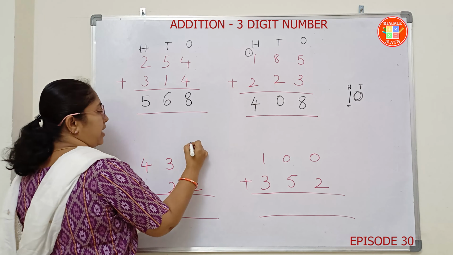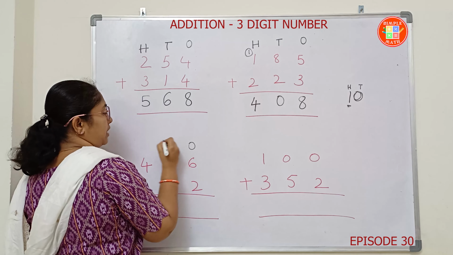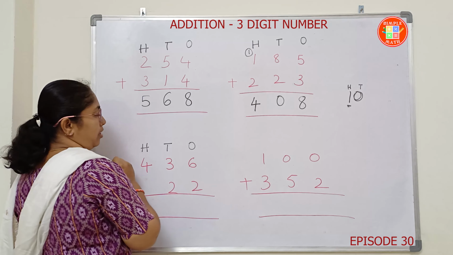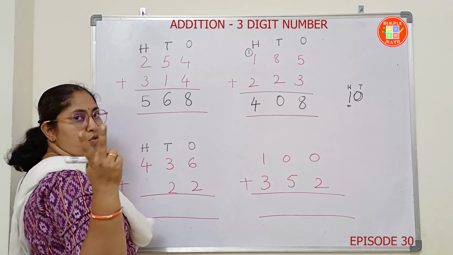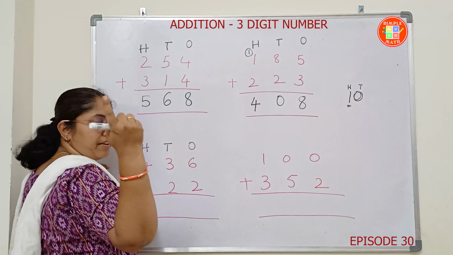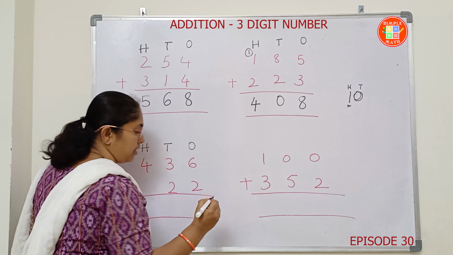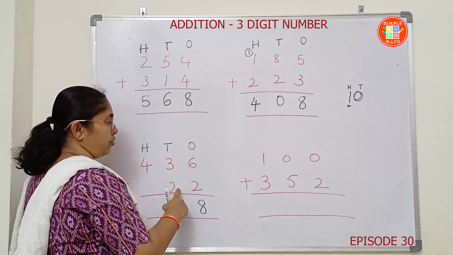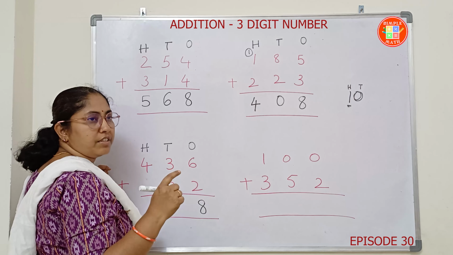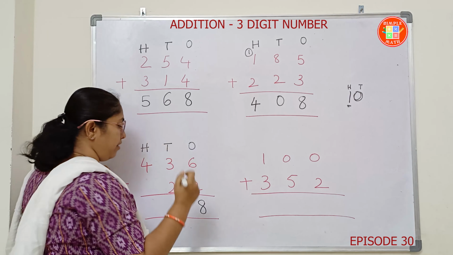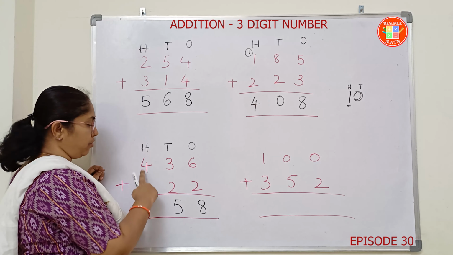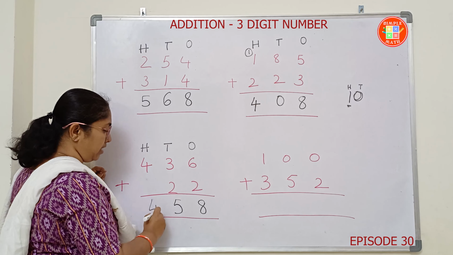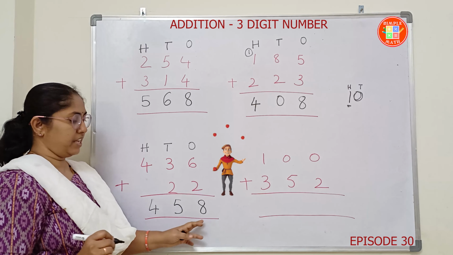Now start marking the ones column, tens column, hundreds column. 6 plus 2. 6 in your mind, 2 on your fingers. Count after 6: 7, 8. 3 plus 2. 3 in your mind. Count after 3: 4, 5. You don't have any number to add to this 4. You bring it down directly. So 458. The sum is 458.